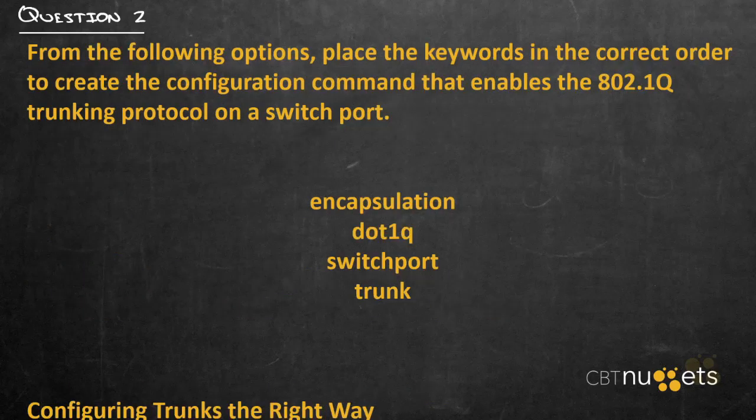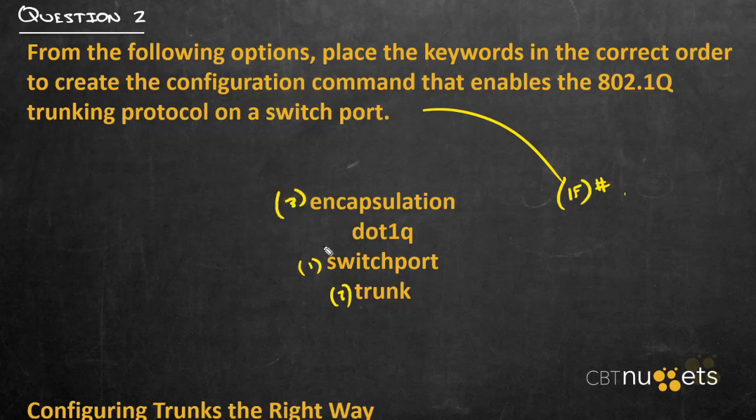Question number 2. From the following options, place the keywords in the correct order to create the configuration command that enables 802.1q trunking protocol on a switch port. This should be fun. So we would go into interface configuration mode for whatever we wanted to be a trunk, and we would type in switchport trunk encapsulation dot1q, and you got yourself a configured trunk protocol. Good? Good.